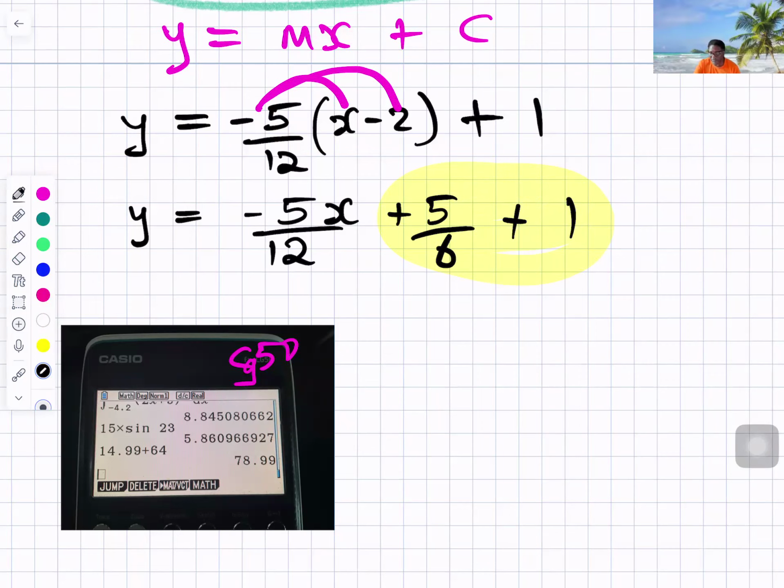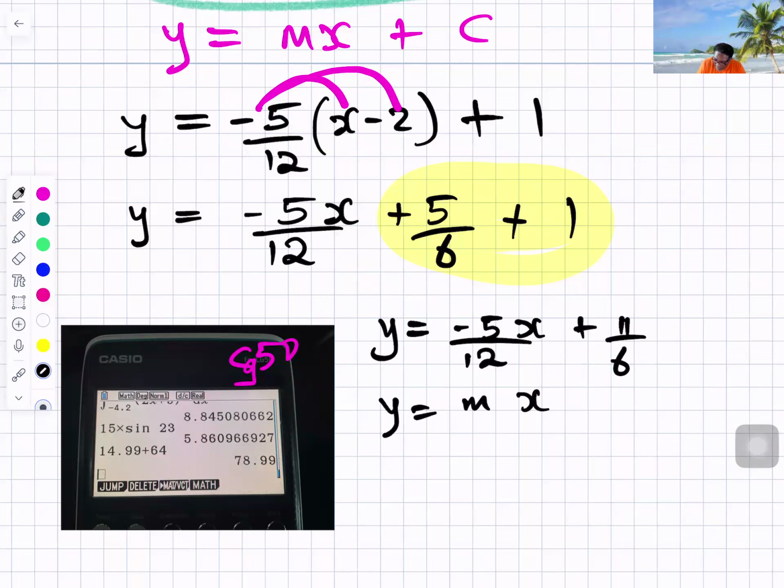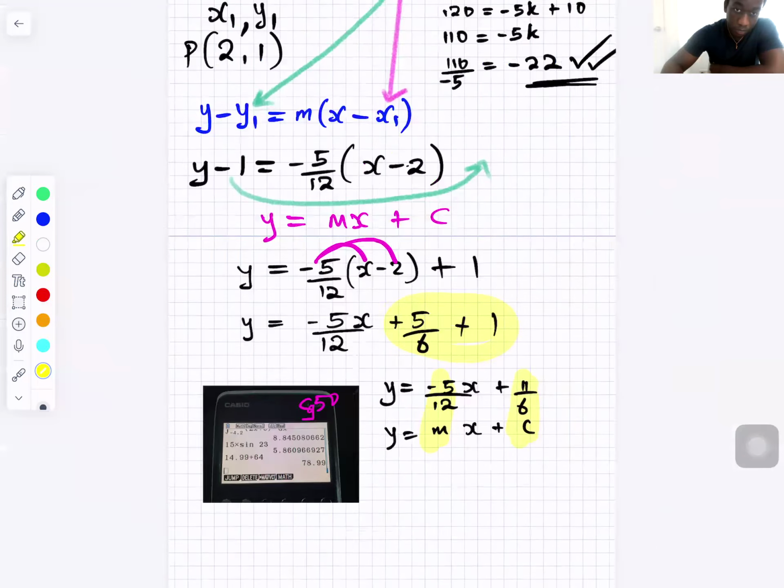5 over 6 plus 1. Take your time, it's not a guessing game. 11 over 6. Yes, 11 over 6. That's how the GCSE students do, they just tell you numbers. You have a calculator, 11 over 6. So you can see now it looks like y equals mx plus c, and that's what part A was asking you to do.